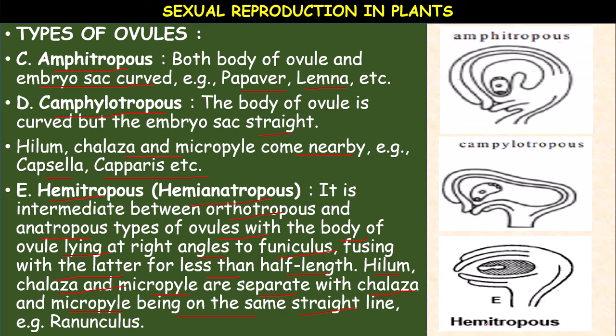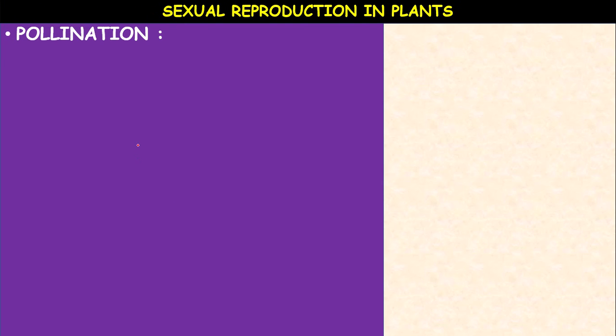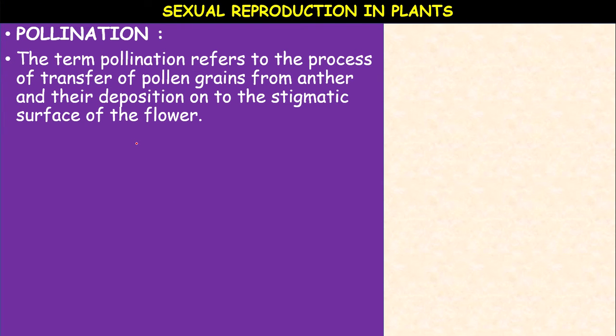The next, campylotropous ovule: the body is curved. Amphitropous ovule: both body and embryo sac are curved. And circinotropous ovule, another type, in which the funiculus is coiled around the ovule. In a typical anatropous ovule, the funiculus is fused with the body of the ovule lengthwise beyond the hilum. It gives rise to a longitudinal ridge called raphe. We have already studied that the funiculus contains a vascular strand for the supply of nourishment to the ovule.